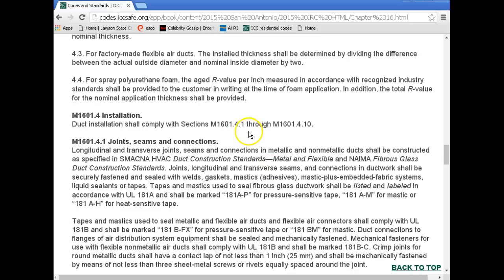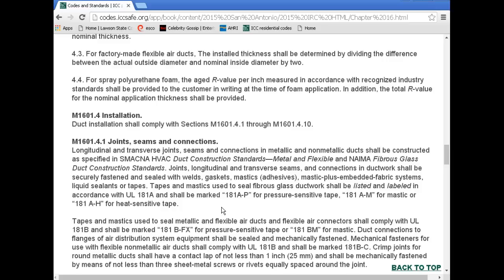All right, let's look at 1601.41, joint seams and connections. Longitudinal and transverse joints, seams, and connections in metallic and non-metallic ducts shall be constructed as specified in the SMACNA HVAC duct construction standards, which y'all don't have, or the NAIMA fiber book. Joints, longitudinal and transverse seams and connections of ductwork shall be securely fastened and sealed with welds, gaskets, mastics plus embedded fabric systems, liquid sealants, or tape.